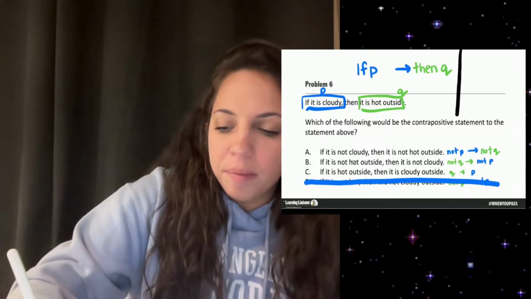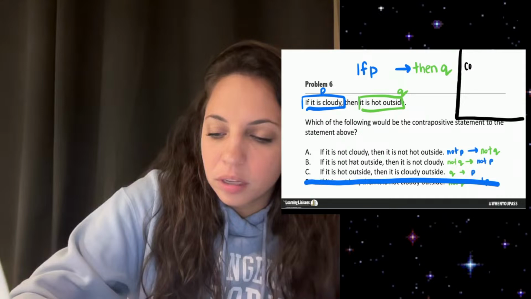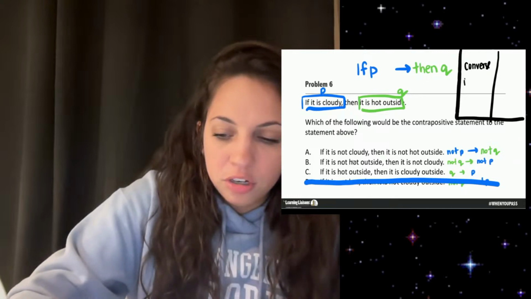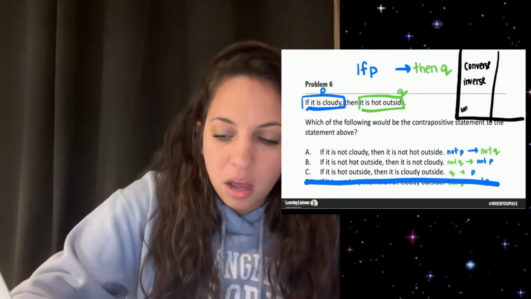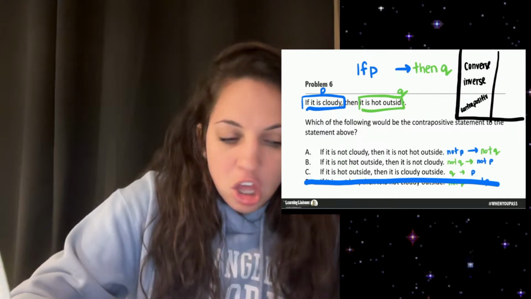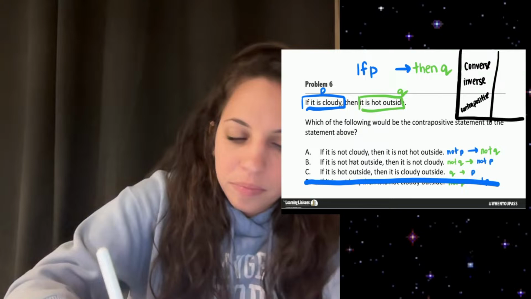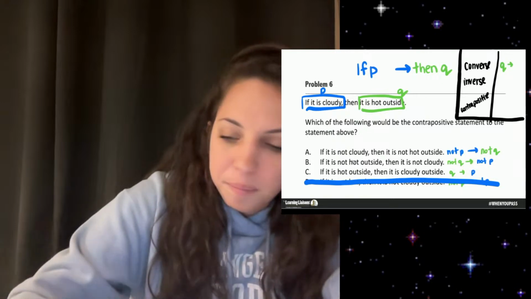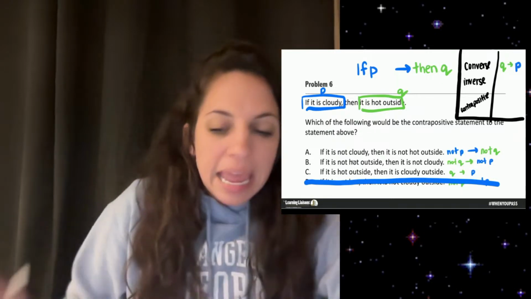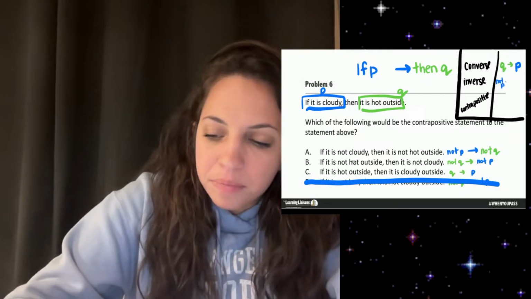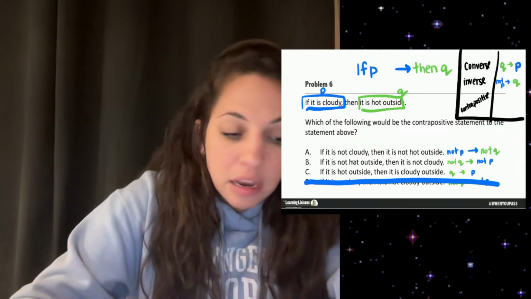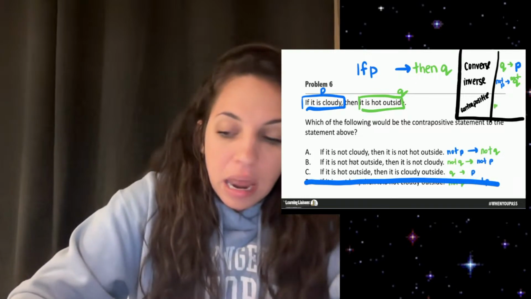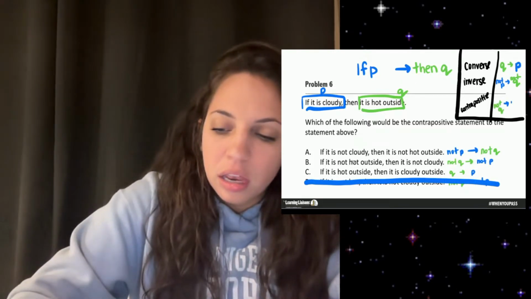Here's a little chart to help you remember. Converse, inverse, contrapositive. So converse is if Q, then P. Just flipped. Inverse is not P, then not Q. Contrapositive is not Q, not P.